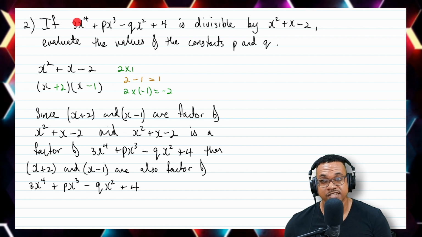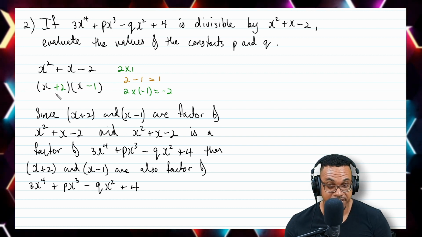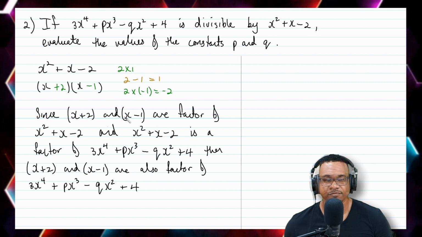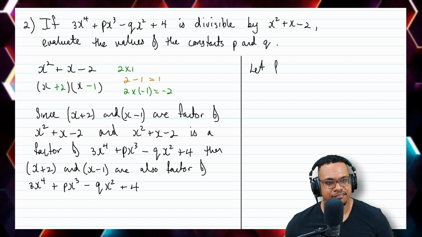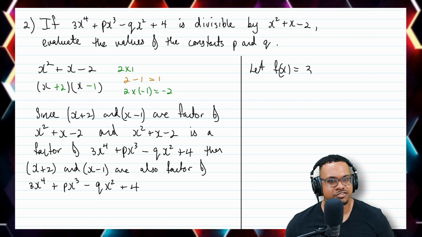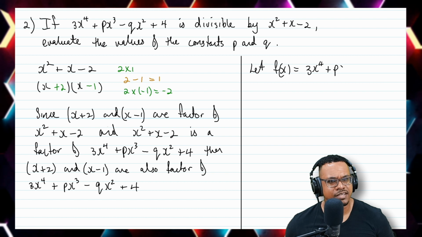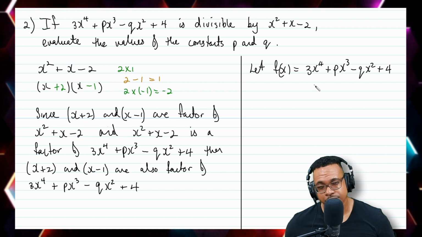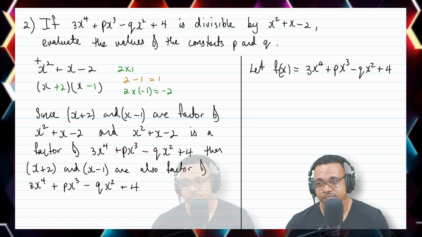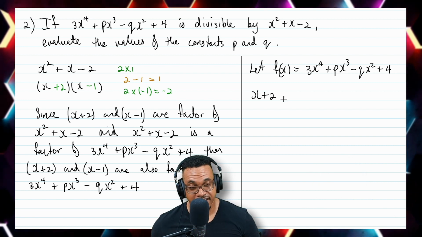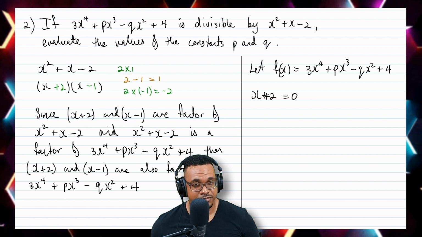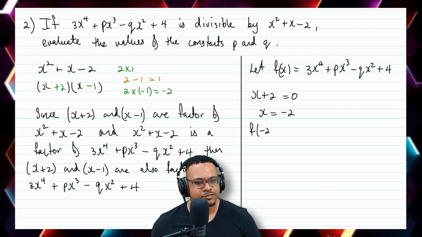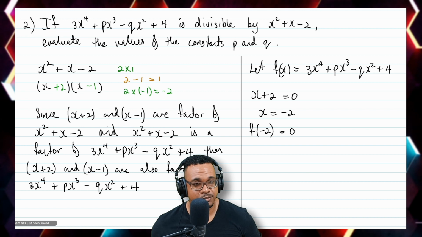Now, what does that mean? If we were to divide this polynomial by x plus 2, we're going to get a remainder of 0. And if we divide this polynomial by x take away 1, we're going to get a remainder of 0. So we can say, let f of x be equal to our polynomial, which is 3x to the power 4 plus px to the power 3, take away qx squared plus 4. And if we were to divide this polynomial by x plus 2, we'd have x plus 2 as our divisor. You put it equal to 0. You solve for the variable, so carry across the positive 2 to negative. So now f of negative 2, which will give the remainder, is supposed to be equal to 0.